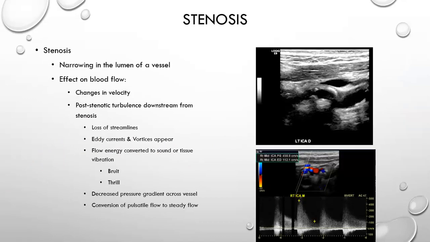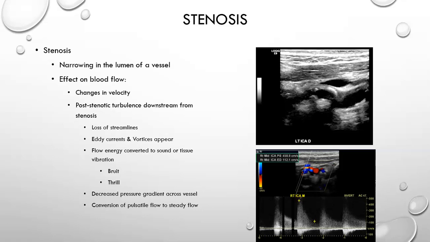Let's talk about what happens at a stenosis. Stenosis, by definition, is a narrowing of the lumen of the vessel. It has this effect on blood flow. You get a change in velocity. After the stenosis, you get turbulence and loss of streamlines. After the stenosis, there are eddy currents and vortices that appear. In this area, flow energy is converted to sound or tissue vibrations such as bruits or thrills.